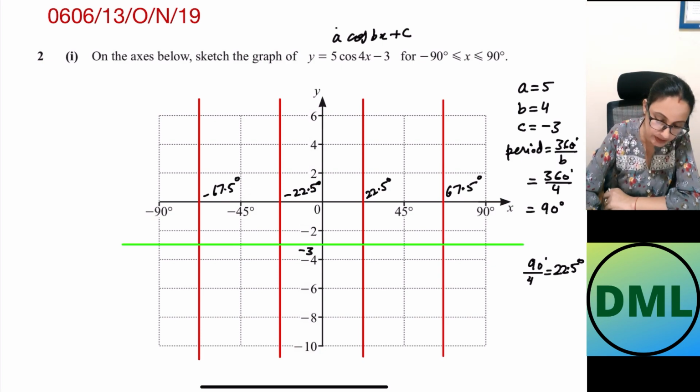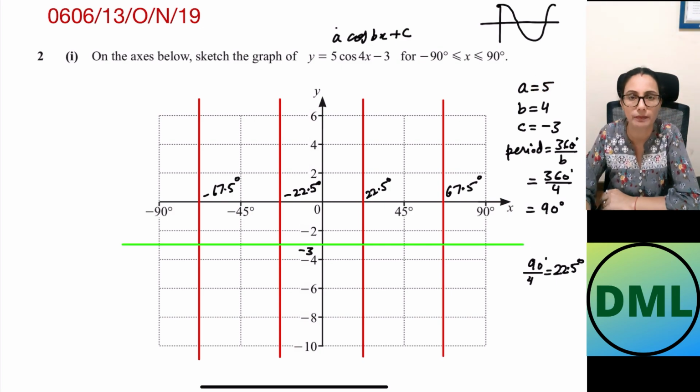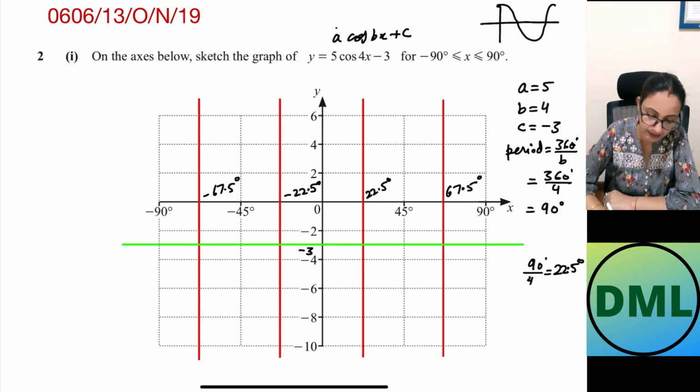The basic cos graph starts from 1, it will touch the axis, go down, touch the axis again, and go again to the amplitude. What is our amplitude here? Our amplitude is 5 here. That means it will go 5 units above the axis and 5 units below the axis. This is our axis. What is our middle value? Middle value is minus 1.